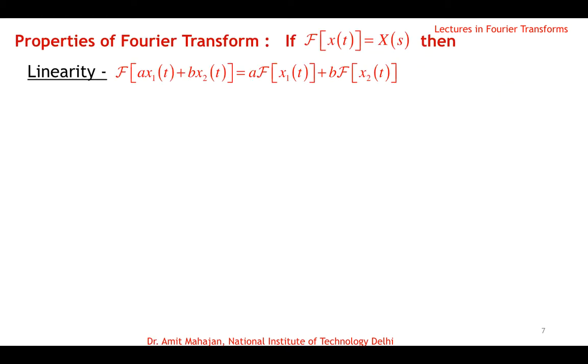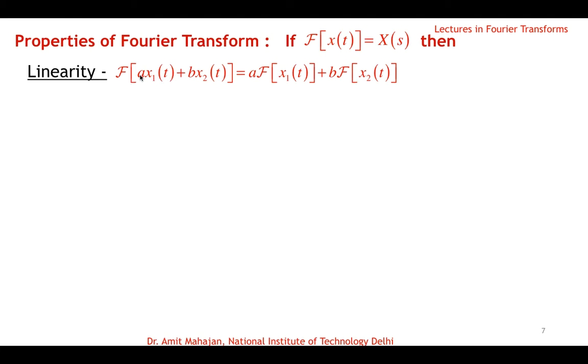So now I just add some of the important properties of Fourier transform, which can be utilized to find the Fourier transform of some more complex functions, together with the definition. So if the Fourier transform of function x(t) is written as X(s), then the first property is linearity: the Fourier transform of a sum of functions is the sum of their individual Fourier transforms.